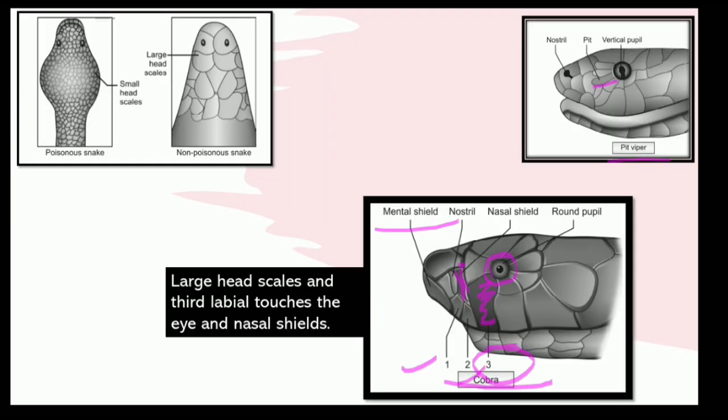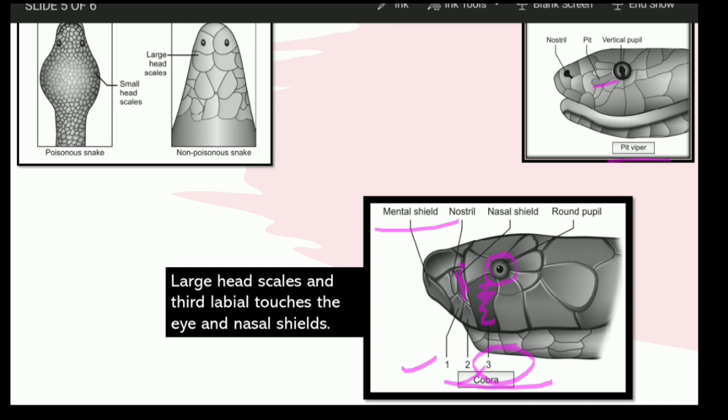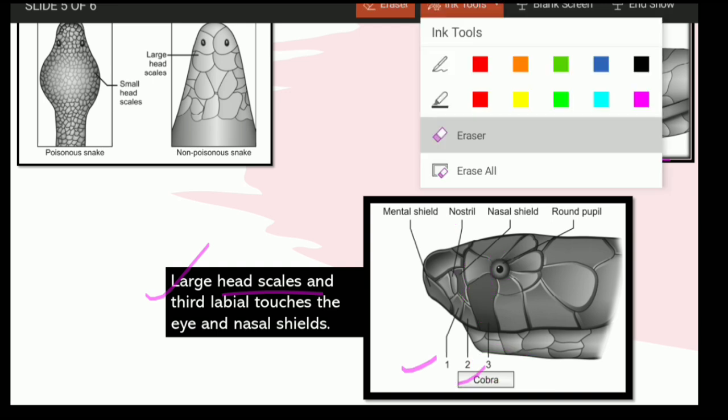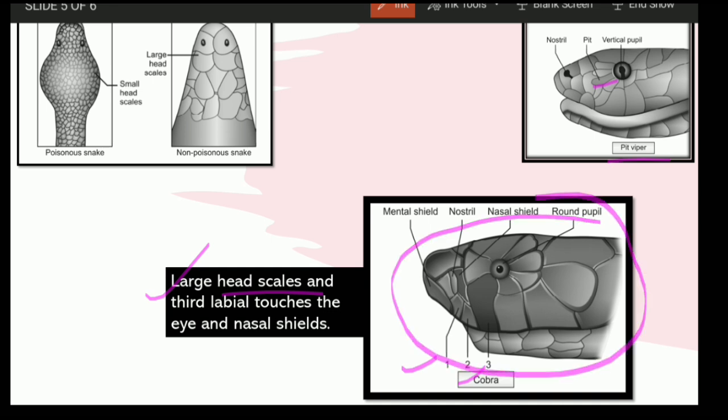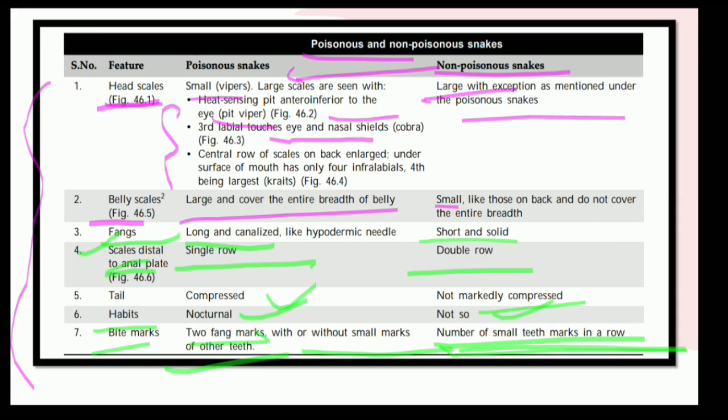I hope everything is clear to you, whatsoever I have explained in the lecture. And to mark a few points that I have mistakenly missed: large head scales are present in the body of a poisonous snake. So this is a cobra, and you can have a look at the large head scales. See, the scales are quite large, and the third labial touches the eye and nasal shield. We have already covered this. Now look at the large scales of a non-poisonous snake and the small scales that are present in the head of the poisonous snakes.